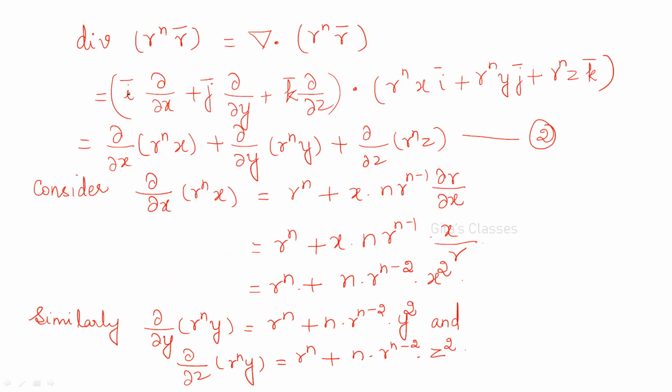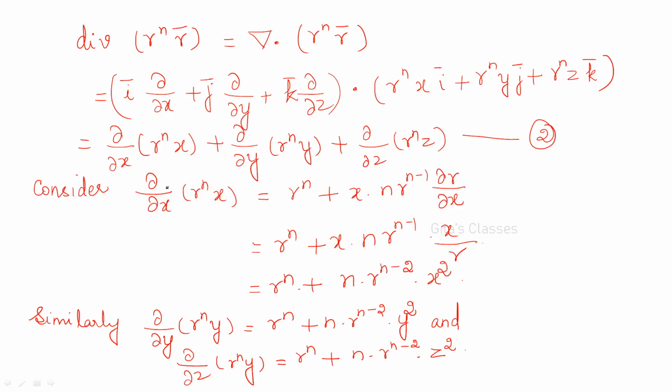The divergence of r^n times the r vector is del dot. Divergence means del dot. Del is i ∂/∂x plus j ∂/∂y plus k ∂/∂z, dotted with r^n times (xi plus yj plus zk). So consider ∂/∂x of r^n times x.